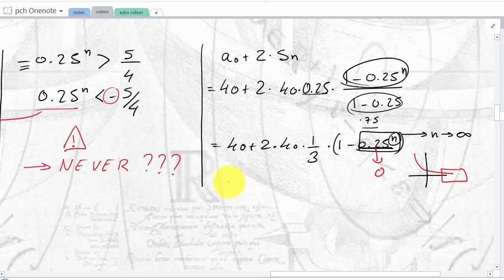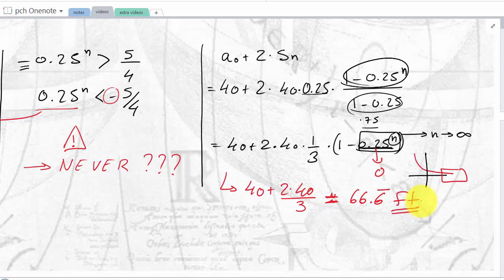Therefore, the total distance should be 40 plus 2 times 40 divided by 3. So it's 40 plus 2/3 of 40. And this is about 66, actually it's exactly 66.66666 feet. This is the maximum distance you can cover. It will stop bouncing before that, actually. This is what's going to happen, right? It's just going to stop bouncing. It cannot bounce forever. And the distance you will have covered when it stops bouncing is about 66.6 feet.